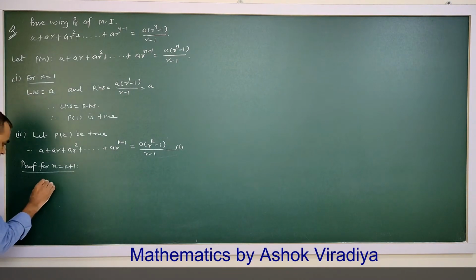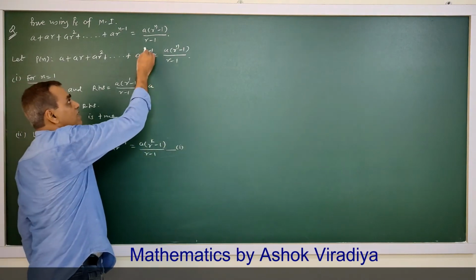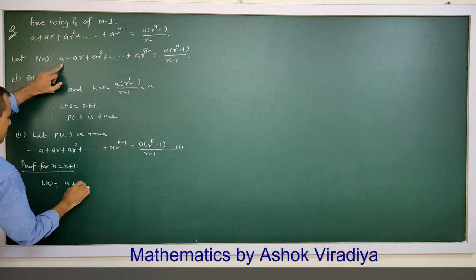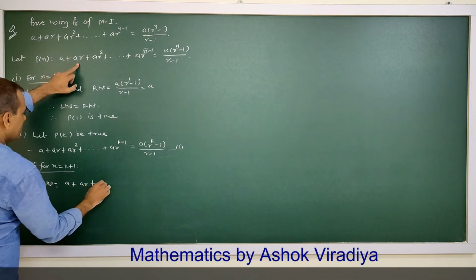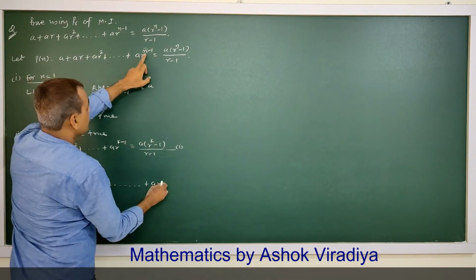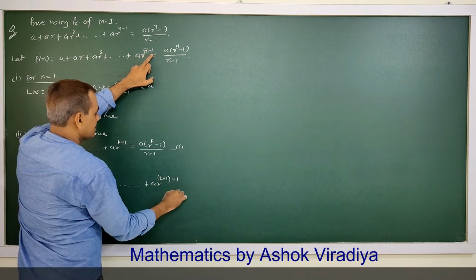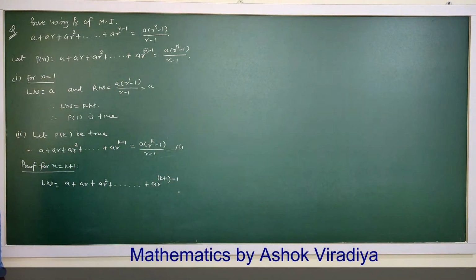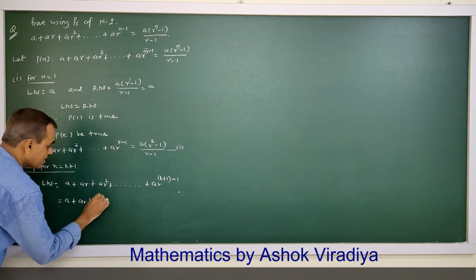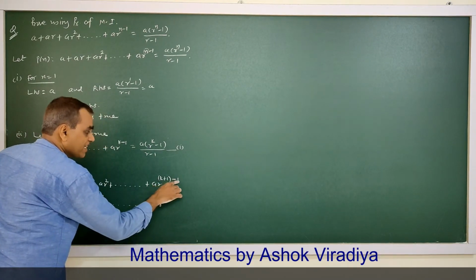So, writing left hand side for n equal to K plus 1, I am putting here K plus 1. So, A plus AR plus AR square plus ... plus AR raised to, put here K plus 1 minus 1 as it is. So this is A plus AR plus AR square plus AR raised to K plus 1 minus 1, that is K.